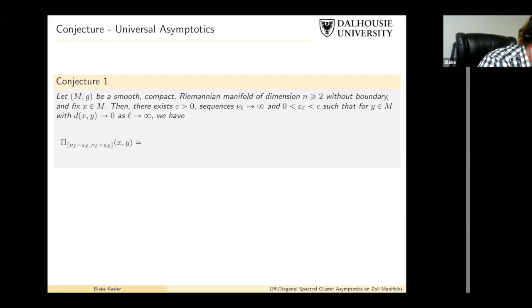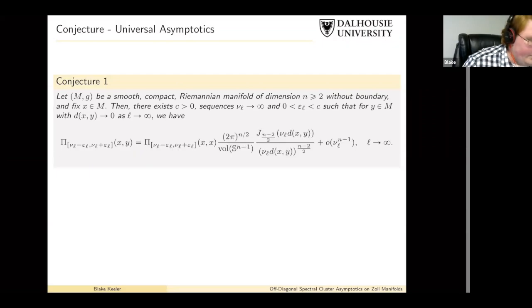So if (M, g) is a smooth compact Riemannian manifold of dimension at least 2 without boundary, and we fix some point x in M, then we conjecture that there exists a positive constant C and sequences nu_l and epsilon_l, where nu_l tends to infinity, and epsilon_l is going to determine the width of our intervals, and it's just going to be some bounded quantity, so that as long as the distance between x and y shrinks in the limit as we take l to infinity, then this spectral cluster kernel should look like this Bessel function thing, plus little o of nu to the n minus 1.